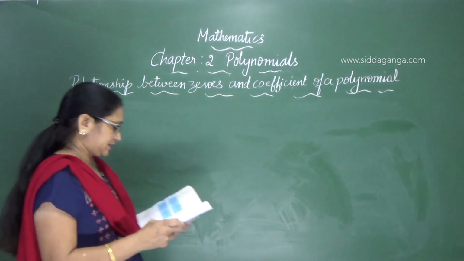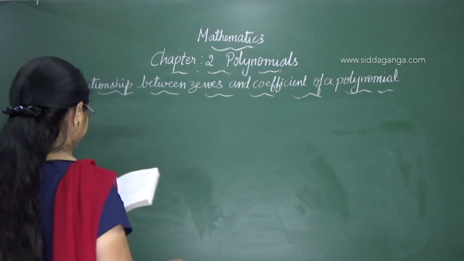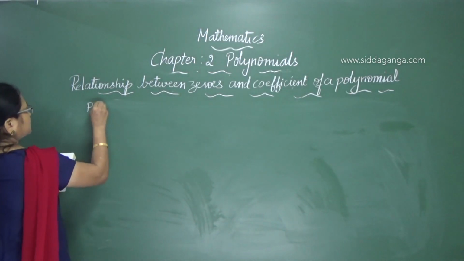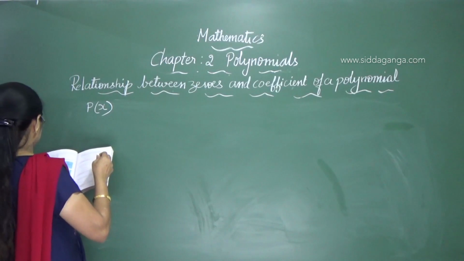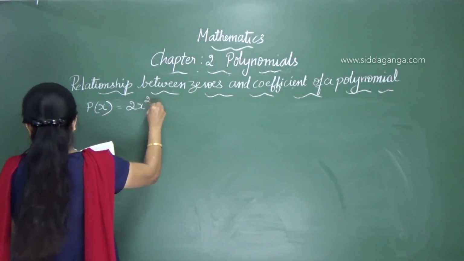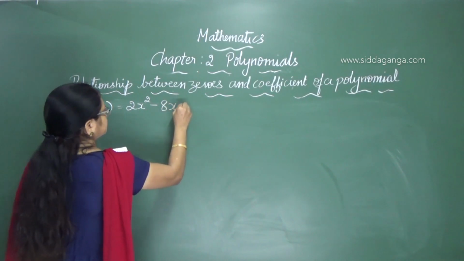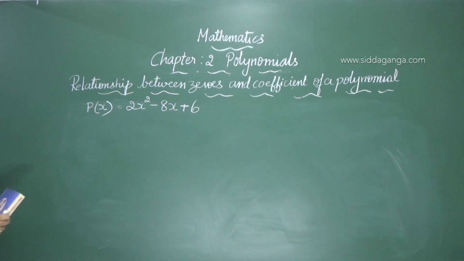Now I will take the example which is given in your textbook, to find the zeros of the quadratic polynomial p(x) = 2x² − 8x + 6. 2x² − 8x + 6.